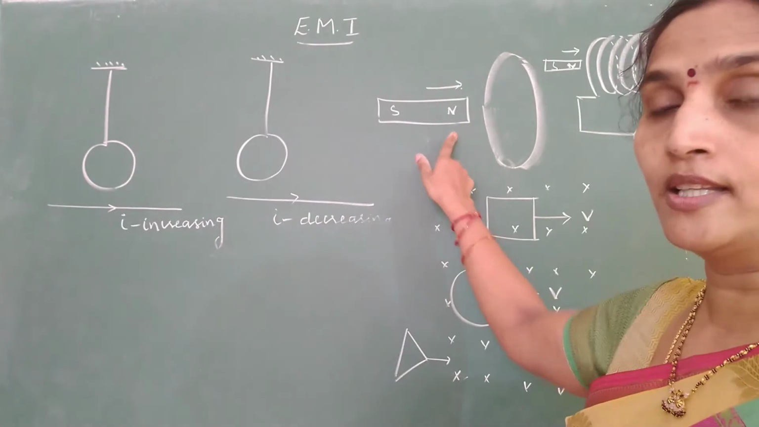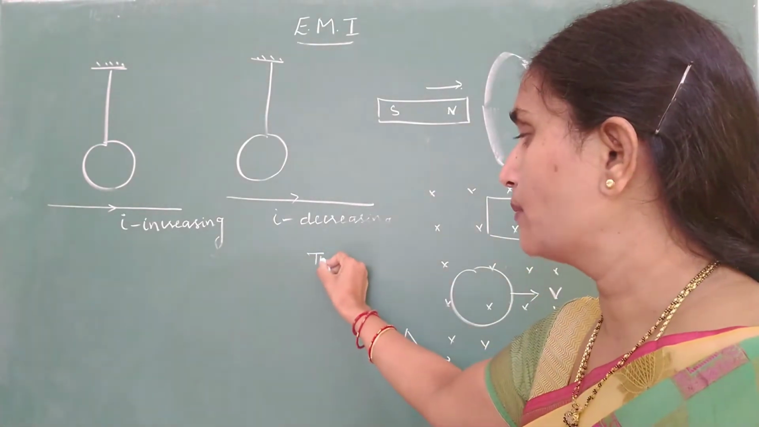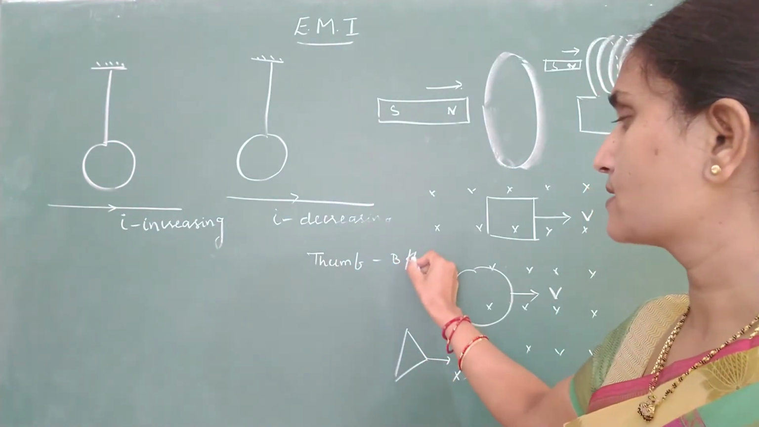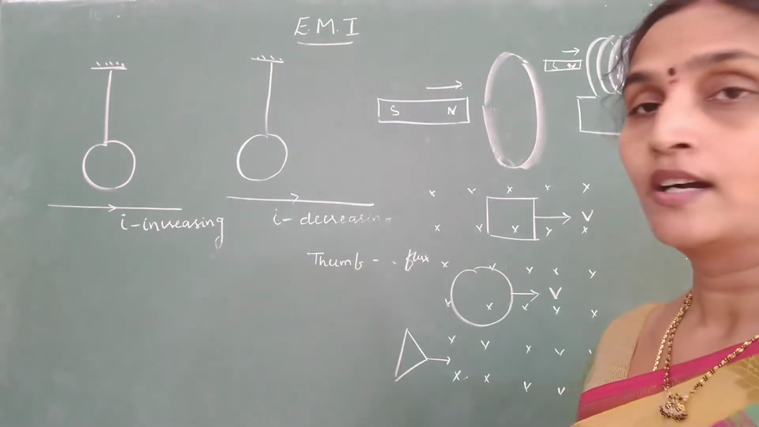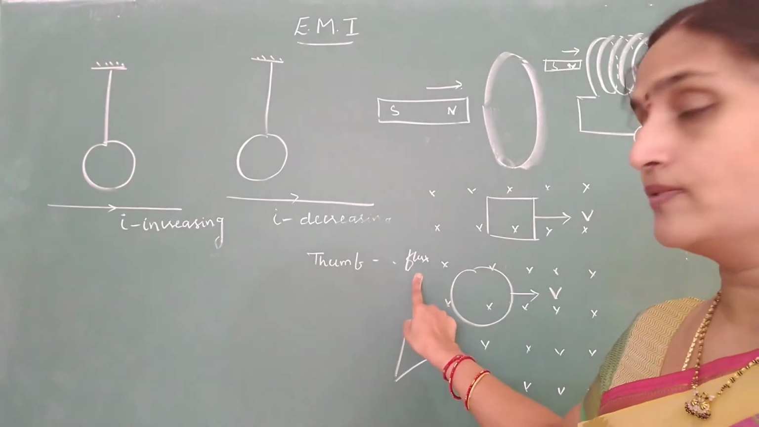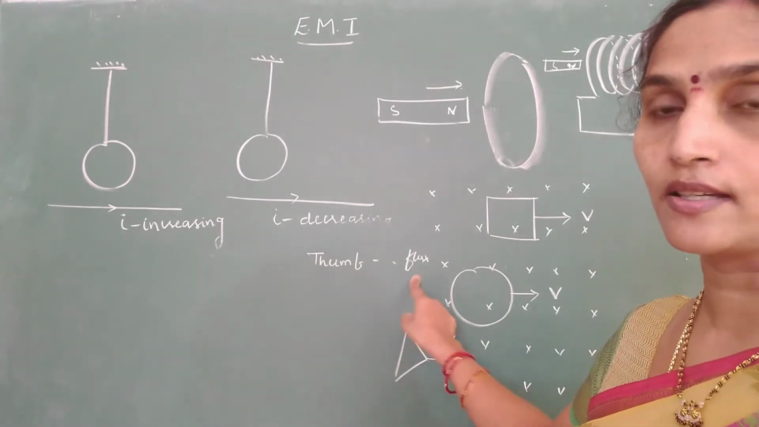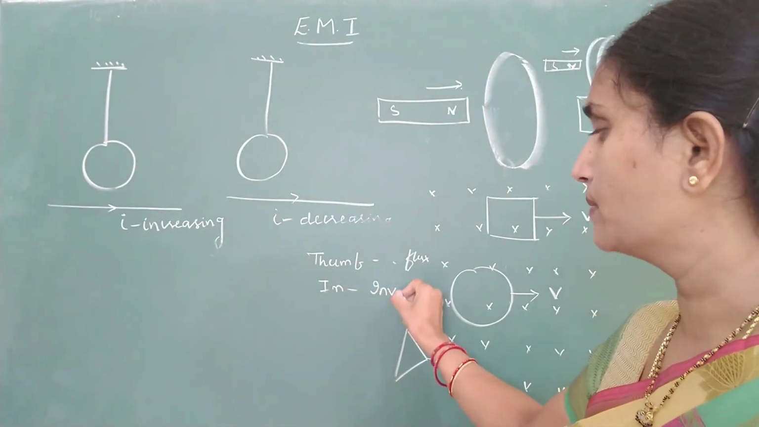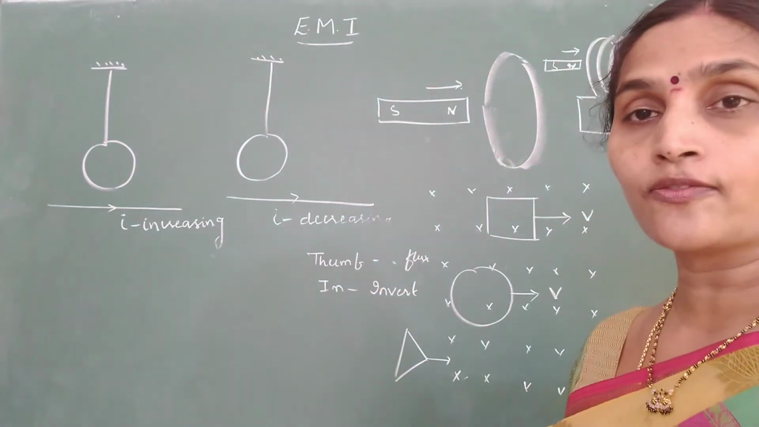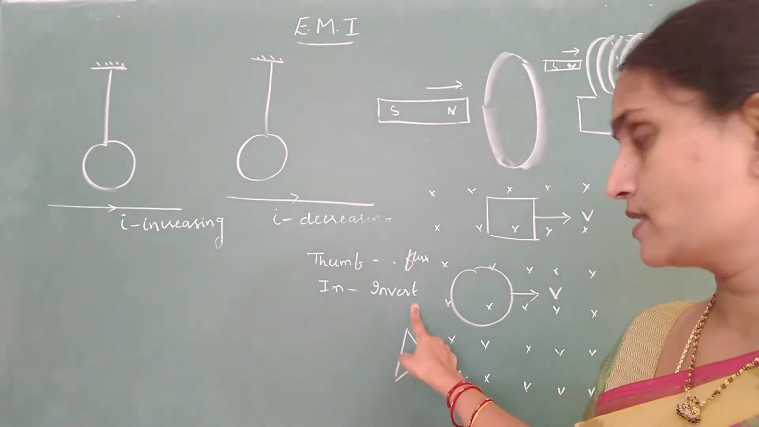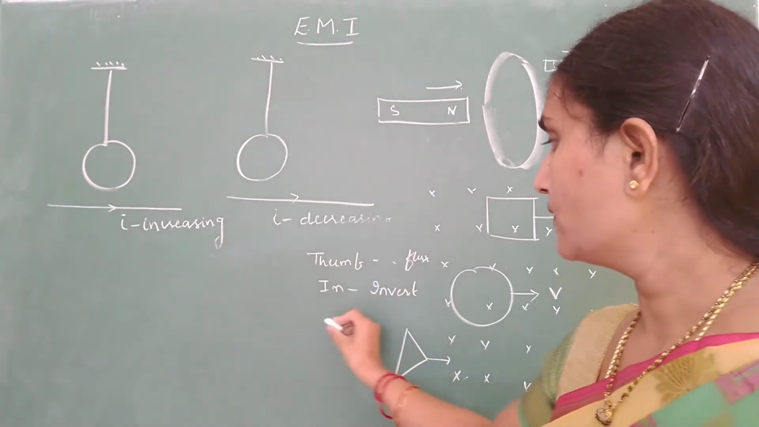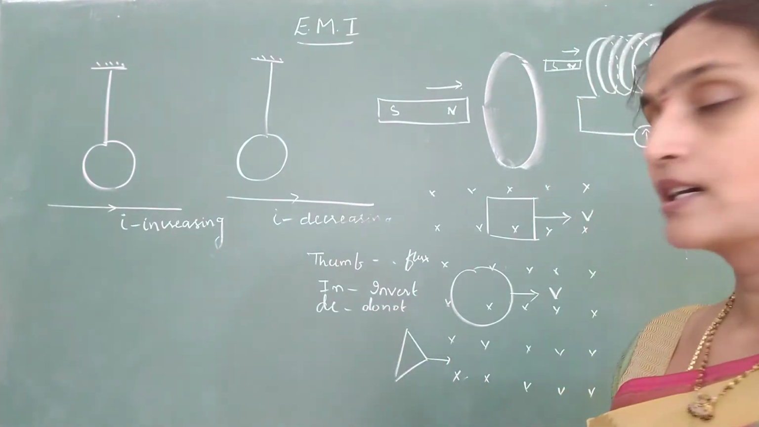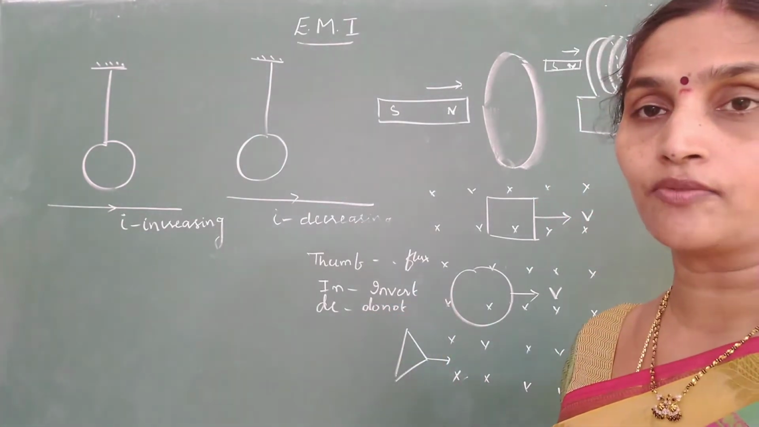Put the thumb of your right hand in the direction of magnetic field, the direction of magnetic flux. Okay, second step is check whether the flux is increasing or decreasing. If the flux is increasing, invert your thumb. Curl of fingers will give you the direction of induced current. And if the flux is decreasing, do not invert your thumb. Curl of fingers will give you the direction of induced EMF.